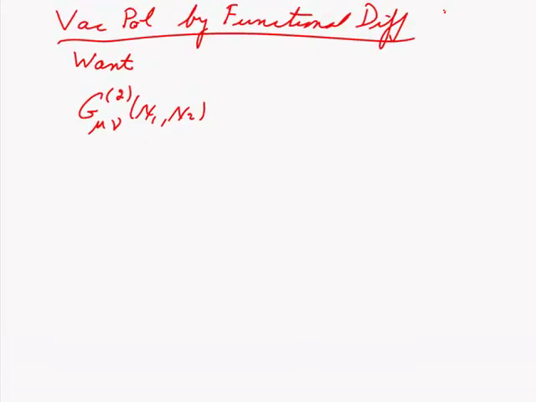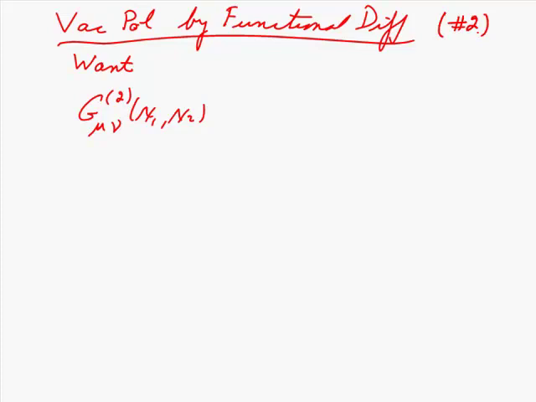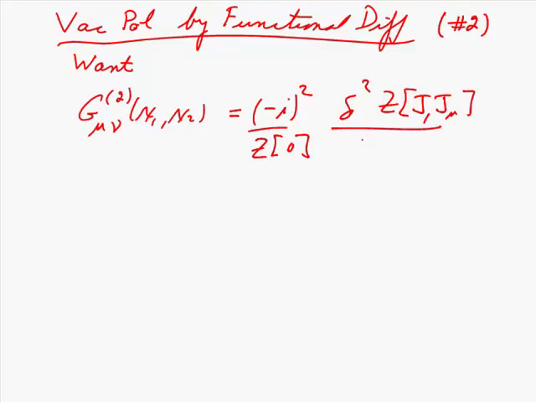So actually, I'm back here because this is where I want to do the vacuum polarization by functional differentiation. This uses formula number 2, the one with the Z of J. So this is then minus i squared over Z of 0 del squared Z of J mu. I'll explain that. Delta J mu of x1 delta J nu of x2.